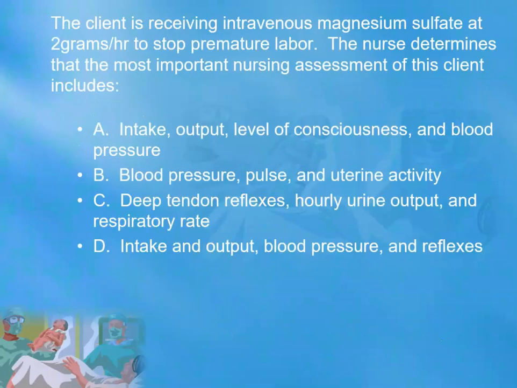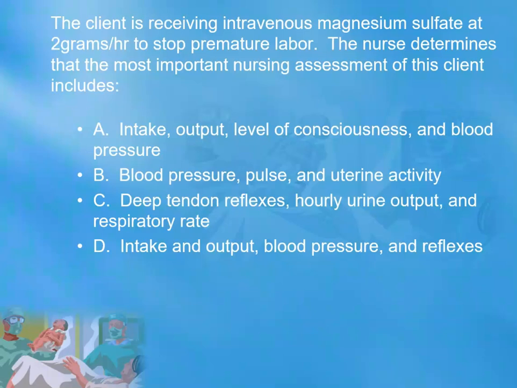All right. The client is receiving intravenous magnesium sulfate at 2 grams an hour to stop premature labor. The nurse determines that the most important nursing assessment of this client includes: intake, output, level of consciousness, and blood pressure; pulse and uterine activity; deep tendon reflexes, hourly urine output, and respiratory rate; intake and output, blood pressure, and reflexes.